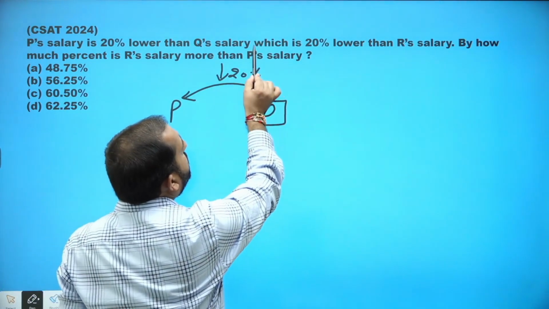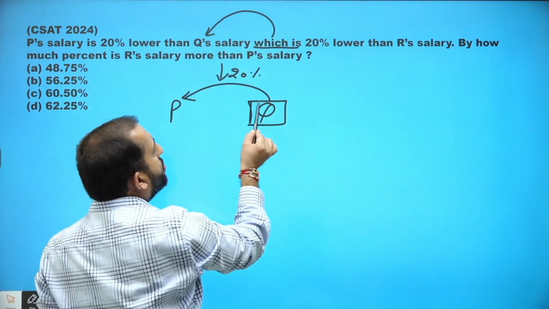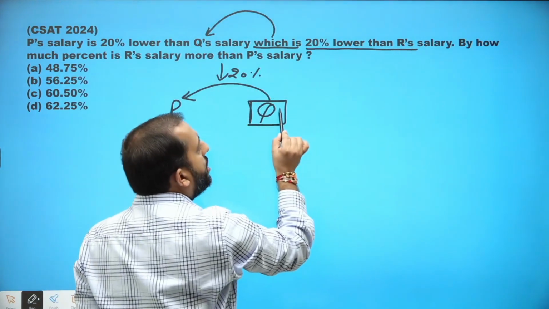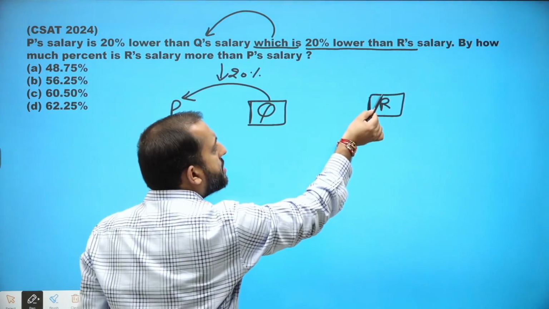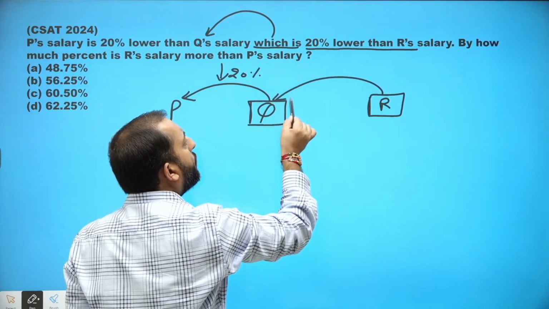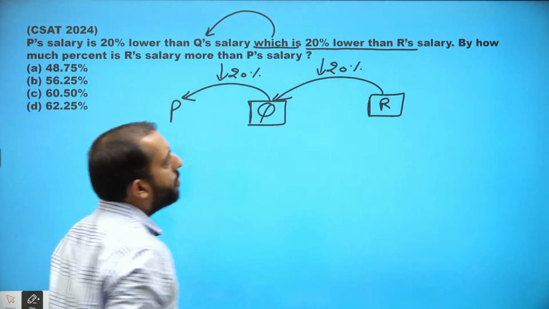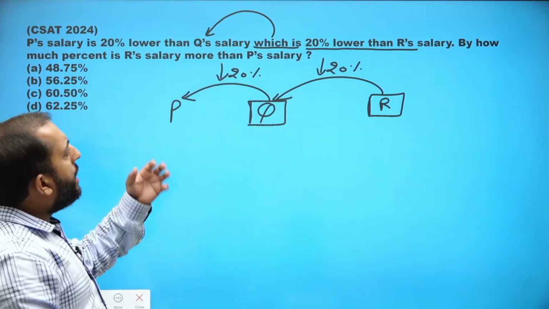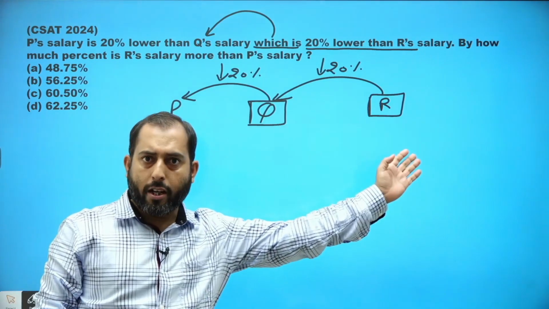Now, which is over here has been referred to Q. So salary of Q is 20% lower than R. So if we have one more person R, so as compared to R, salary of Q is 20% lower. By how much percent? Now, let's try to visualize this statement mathematically first.